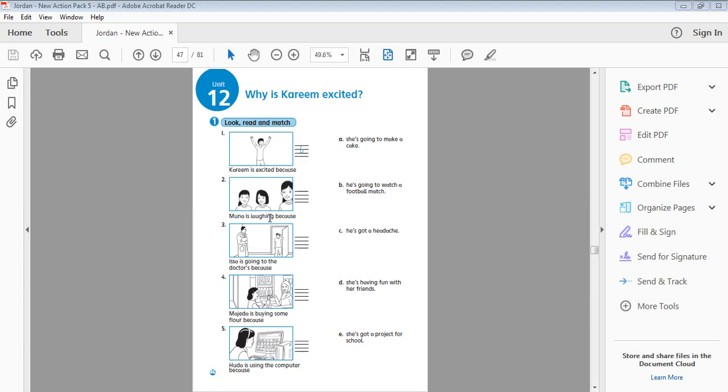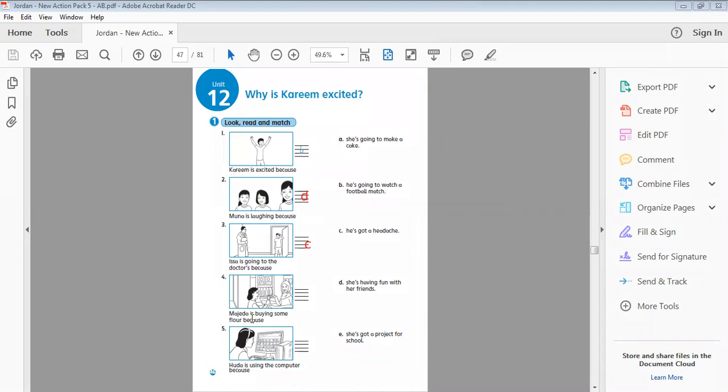2. Muna is laughing because D, she's having fun with her friends. So you have to write here D. Three, Isa is going to the doctor's because C, he's got a headache. So you have to put here C.